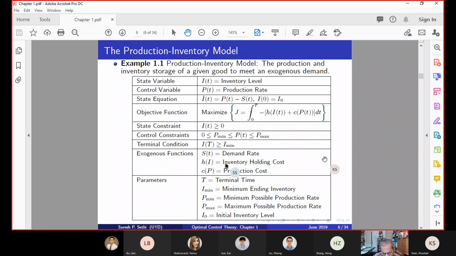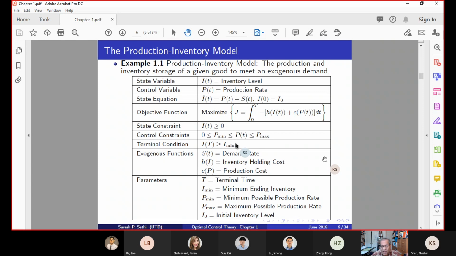Yeah. So basically, these are bounds that are given to us. We can also say that my final inventory cannot be lower than I min. That means I don't want to leave the system with an inventory which is less than I min. So I want to keep the system because maybe the company is not going away.